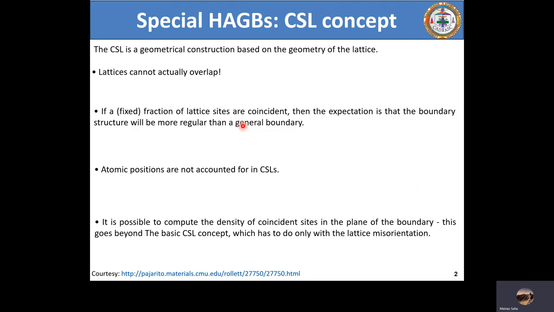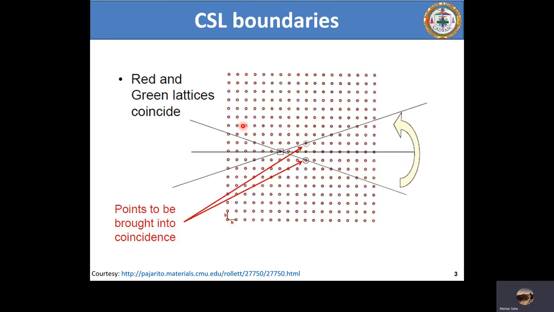Okay. So now let us try to see a simple animation. In order to make you understand these slides, I need to explain the CSL boundaries in a very simple manner. We are looking at these two grains, and initially we can say that this is a sigma 1 boundary, right? Each and every lattice plane is in perfect coincidence with each other.